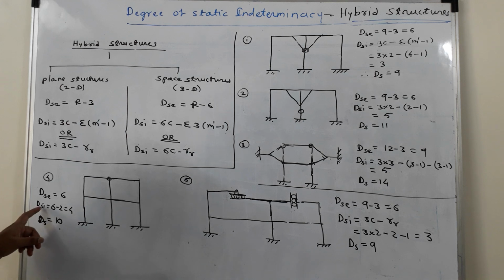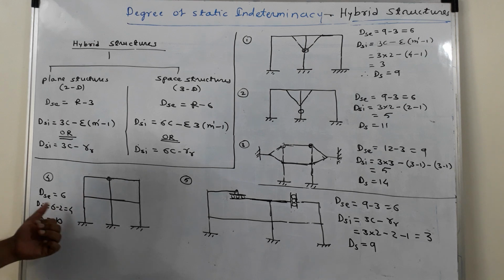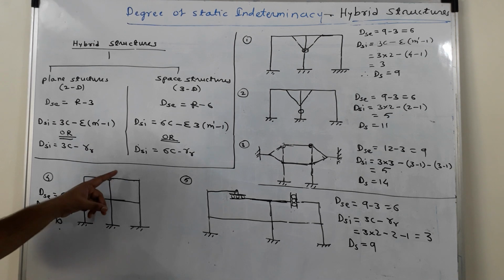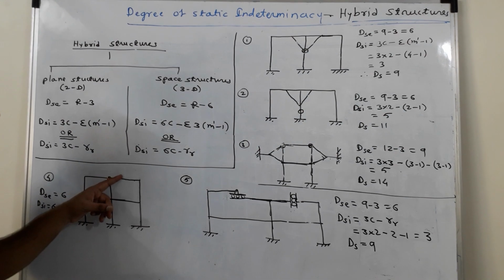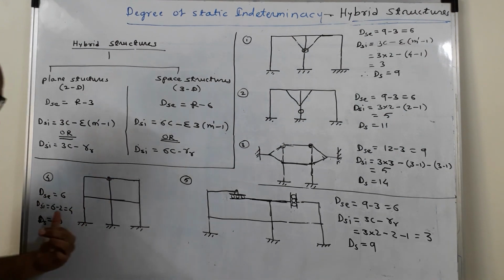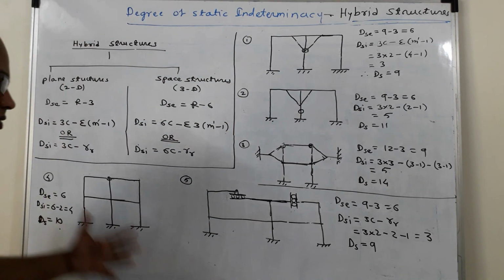DSI is given as 3 times C, 3 times closed loops. Closed loops are 2. So 3 times 2 is 6. 6 minus m dash minus 1. M dash is the number of members meeting at this joint, and which is 3. So 3 minus 1, that is 2. So 6 minus 2 is 4, and the degree of static indeterminacy is equal to 10 in this case.